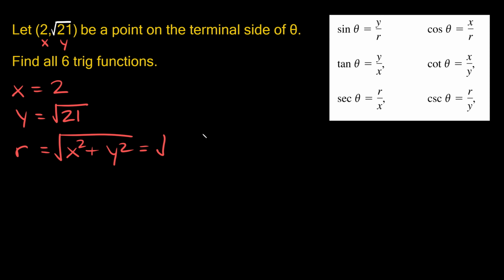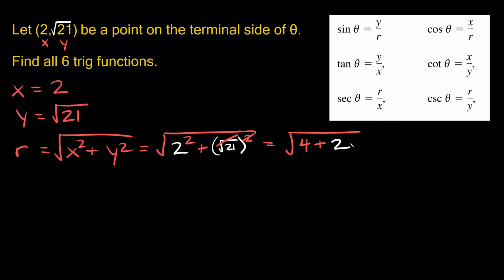So in this case, r is going to be equal to x squared, which is 2, so 2 squared, plus y squared, which is the square root of 21, and that's squared. So then here, 2 squared, that's equal to 4, so we get the square root of 4 right there, plus, and whenever you square a square root, those just cancel each other out, and you're left with simply what was inside the radical, so that's just 21 in this case.